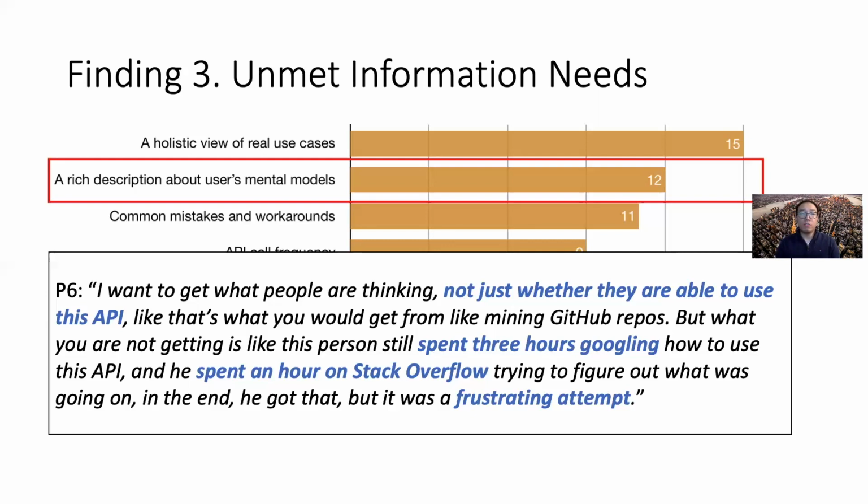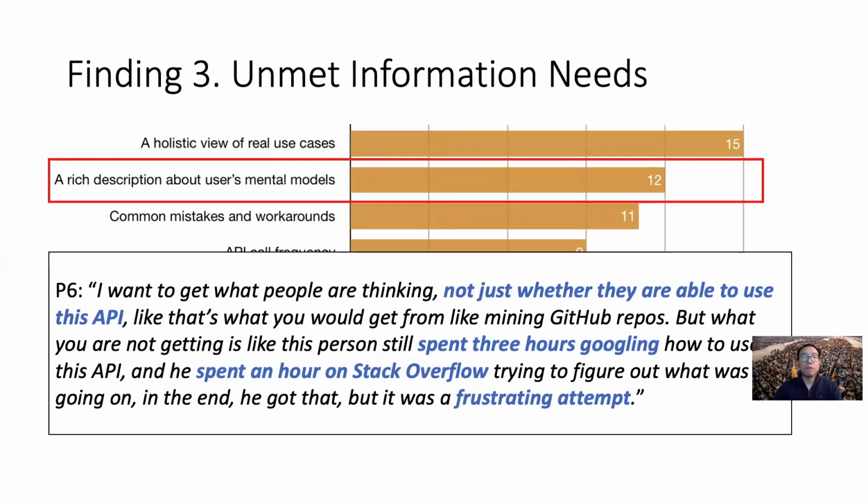As mentioned by this participant, this kind of information, the mental model of API users, is barely discussed in online communities. So in order to satisfy this need, we need to adapt mental model elicitation methods to gather information in the context of API usage.